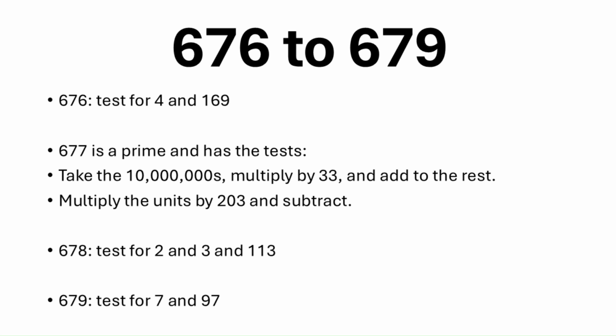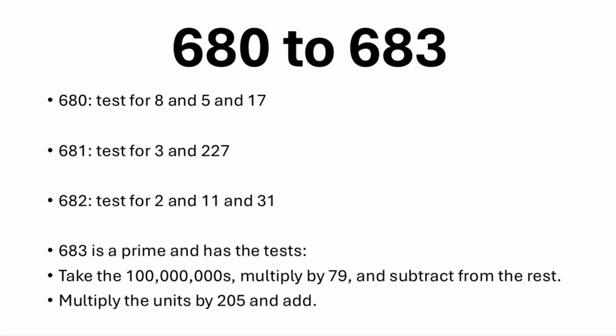677 is a prime and has the tests. Take the 10 millions, multiply by 33, and add to the rest. Multiply the units by 203 and subtract. 678, test for 2 and 3 and 113. 679, test for 7 and 97. 680, test for 8 and 5 and 17.